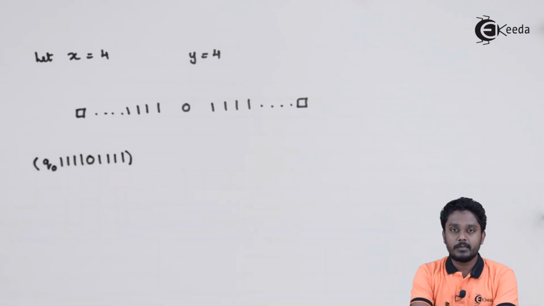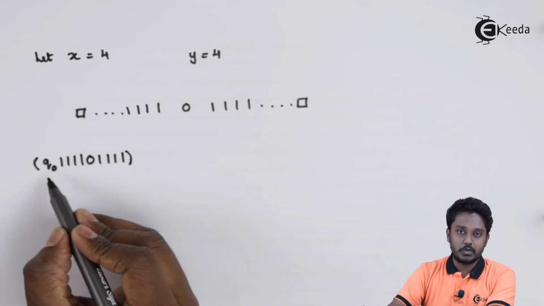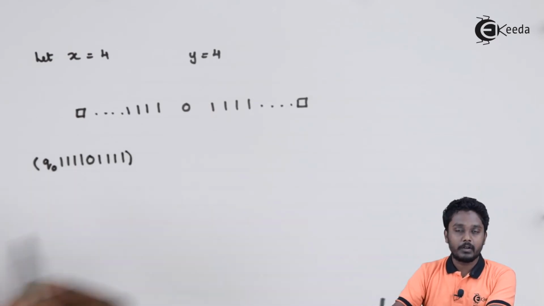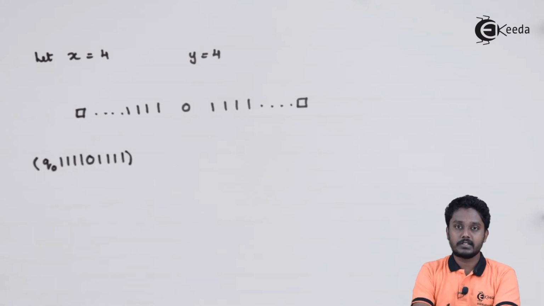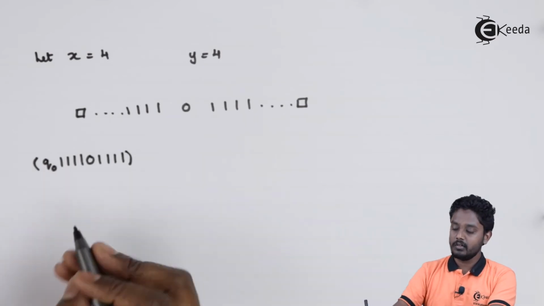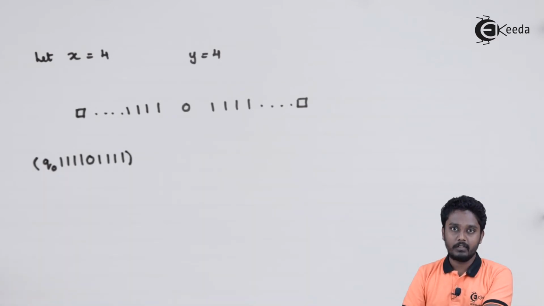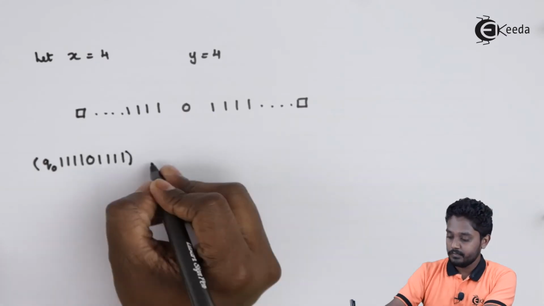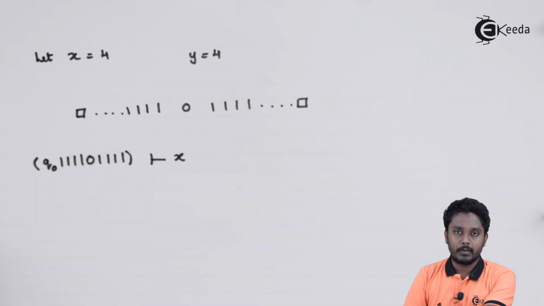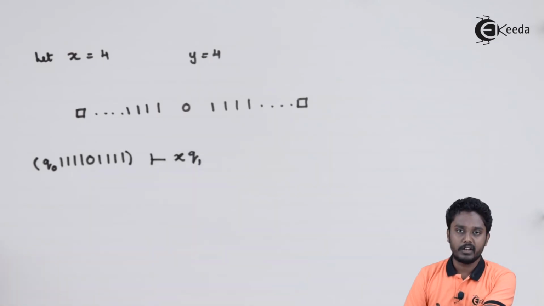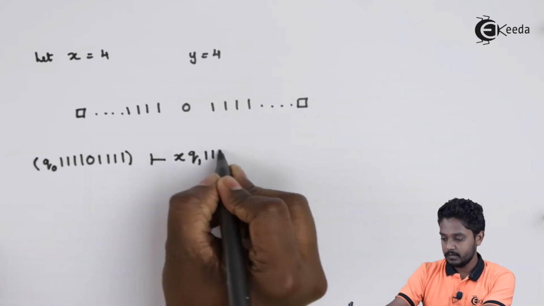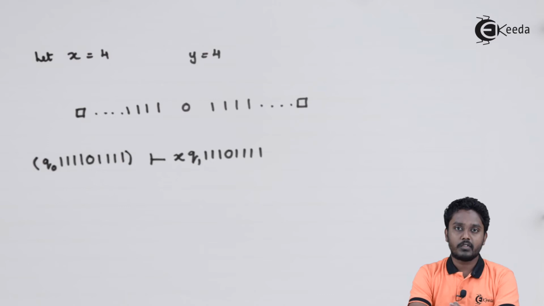Initially, the state of the machine would be something like this. Q0 is the initial state, and the tape contains 1 1 1 1 followed by a 0 followed by 4 more ones. Let's try to run this using the transitions. Q0 on 1 would replace the 1 with x and move to the right. 1 will become x. New state would be Q1. Remaining symbols would be as they are. Now, next transition would be from Q1 on 1, it will constantly move on to the right by skipping 1.